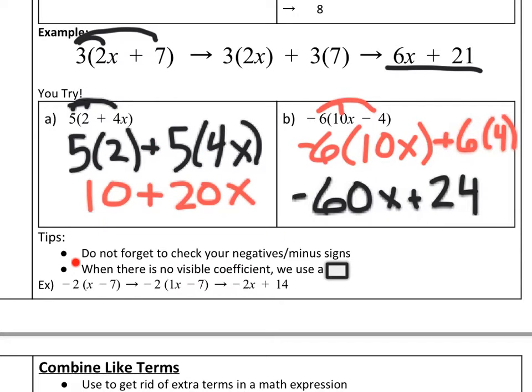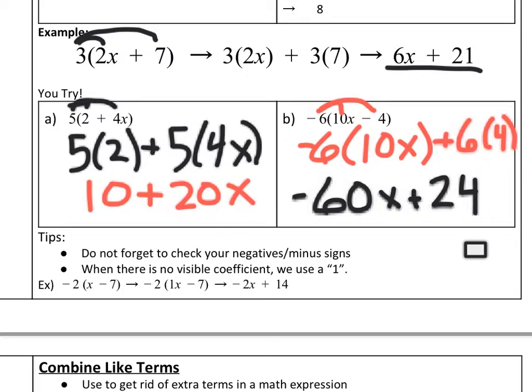Some tips, things to remember. Do not forget to check your negatives and minus signs like we did up here. Sometimes a negative times a negative will become a positive, and you need to remember that. When there is no visible coefficient, we use a 1.